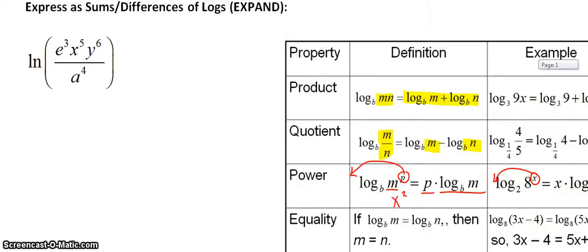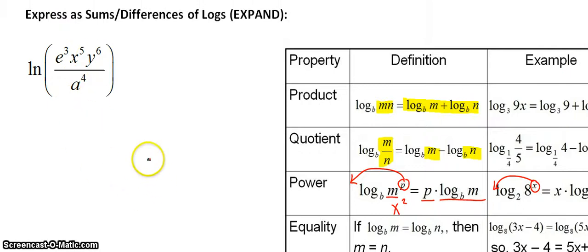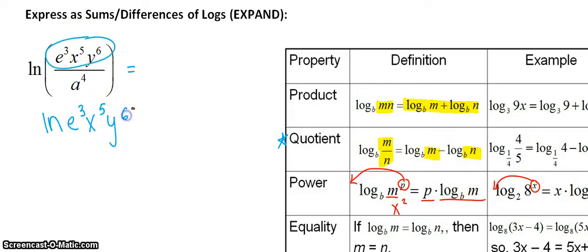So if you have a natural log and you have all these operations going on with your argument, the first thing I see here is a big clear division sign. So I know that eventually I'm going to want to apply the quotient rule. So if you're dividing the arguments, you can separate them into their own separate logs and subtract them. So this is really the same as the natural log of the numerator, which is e cubed x to the 5th y to the 6th. Okay, and if we're dividing by the denominator, I can subtract that with its own log, the natural log of a to the 4th. So I've just applied the quotient rule to this example here.